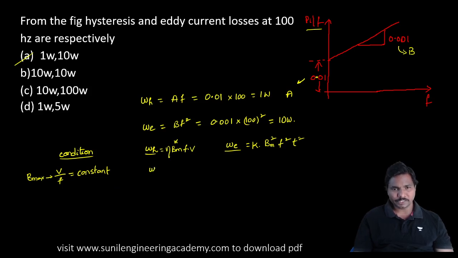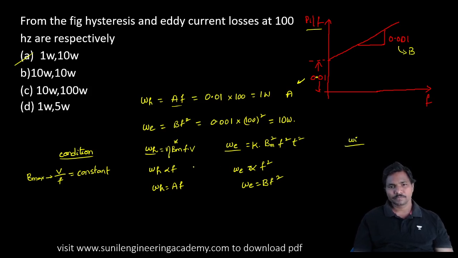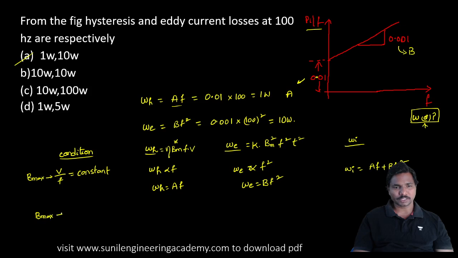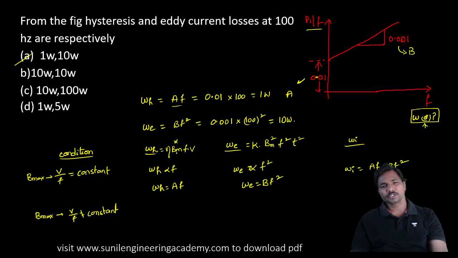So if V by F is equal to constant, that means B max is constant. Whenever B max is constant, WH is proportional to frequency, so WH is equal to AF. Eddy current losses, as B max is constant, WE is proportional to F square, that is BF square. Total iron losses will be hysteresis plus eddy current losses, that is AF plus BF square. We can represent these losses or power in terms of W or P; both are the same, don't confuse. In the same way, if the B max is not constant, then B max is nothing but V by F, so V power 1, V power x by F power x.